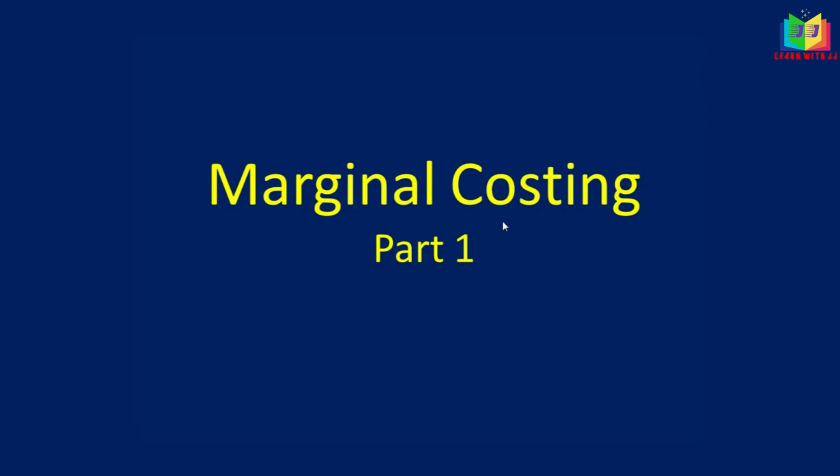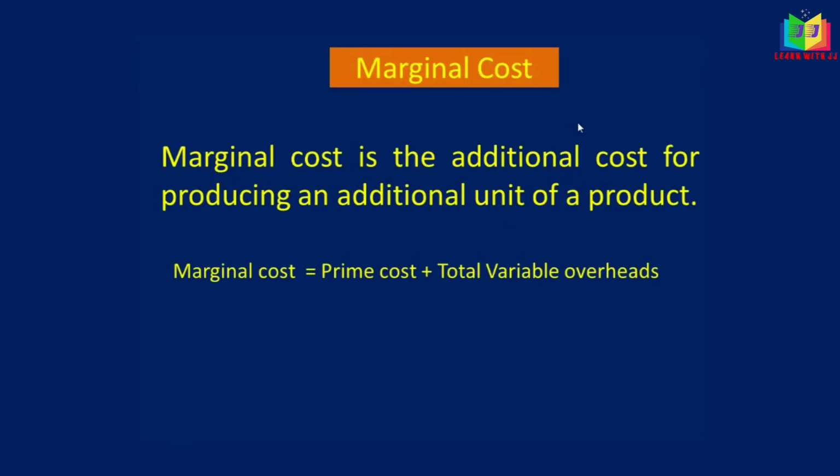Hello viewers, in this video we'll see marginal costing. We'll see what this marginal cost means. Marginal cost is the additional cost for producing an additional unit of a product. This marginal cost is nothing but the variable cost which is incurred for producing the additional unit of product.